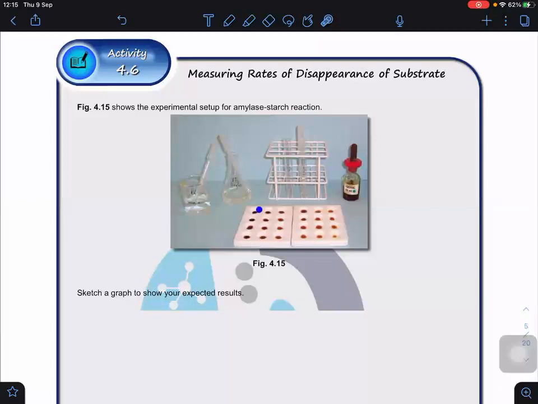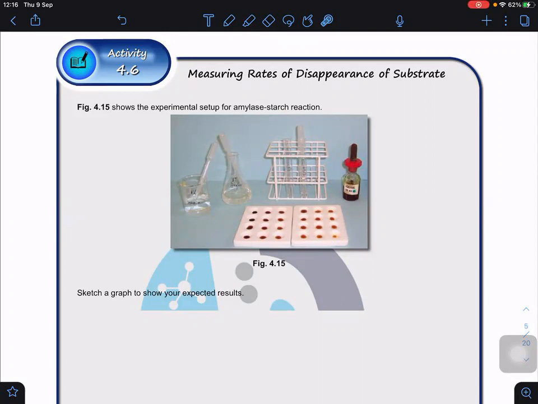you can see that at first, let's say, for example, 0 second, after that 10 second or 15 second, 30 second, 45 second, and continue. At the end, you can see there is no more color change already. It's the iodine color, for example.